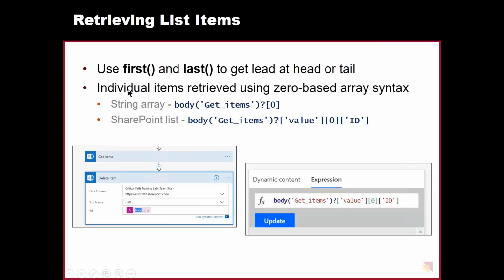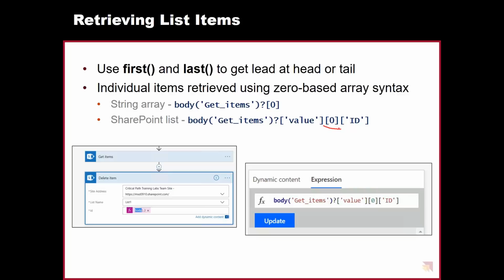So let's look at the syntax right here. The syntax is, first of all, go to the body of the action called get items and find the value. And if there is no value, return a null. And now what we're going to do is say, let's go to one particular item. So if I say 0, it's the first item in the list.